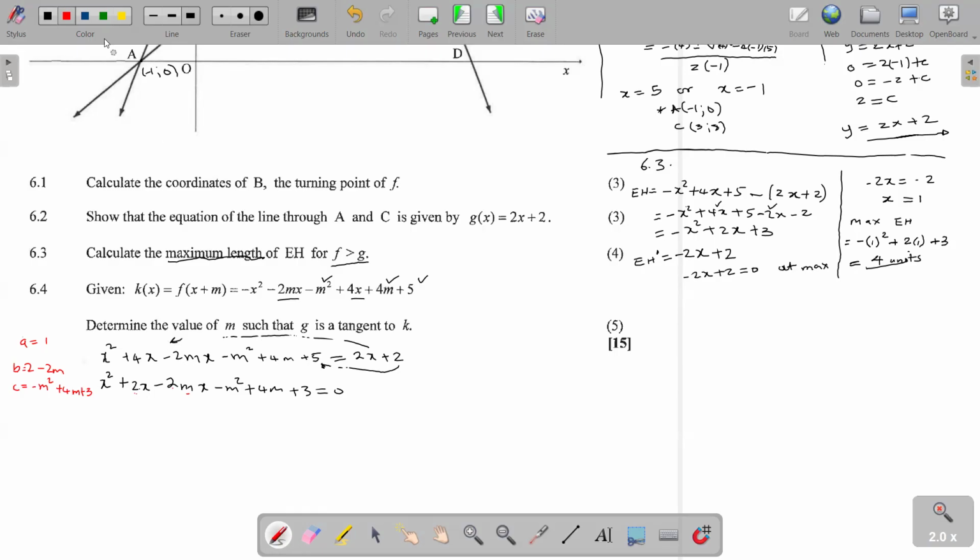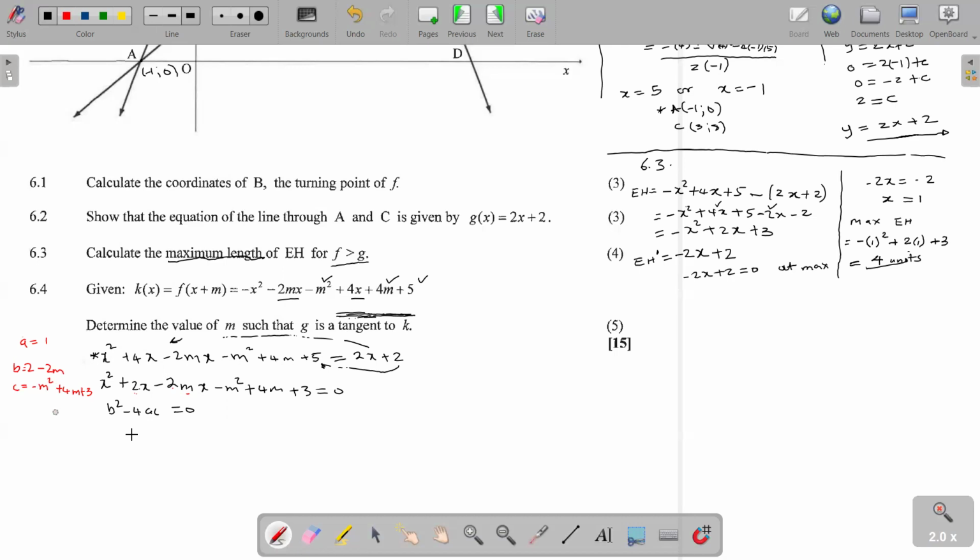Then we go back to the question. The question is saying, determine the values of m for which g is a tangent to k. If g is a tangent to k, it means these are going to only touch at one point, meaning to say there will only be one solution to this equation here. And if you check, this equation is quadratic, and one solution can only happen if the discriminant is equal to 0, which is b squared minus 4ac is equal to 0.